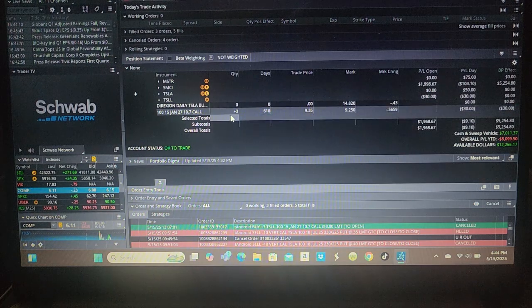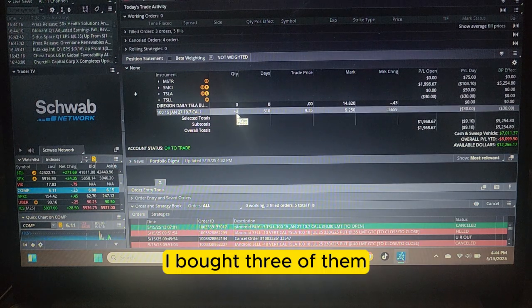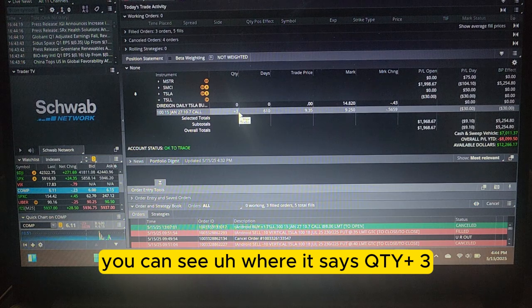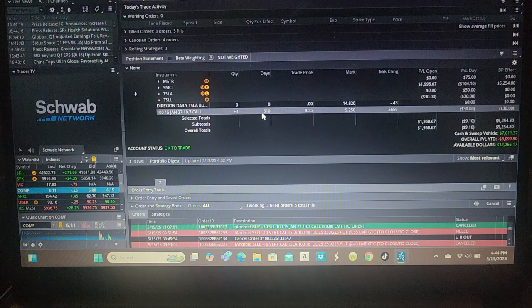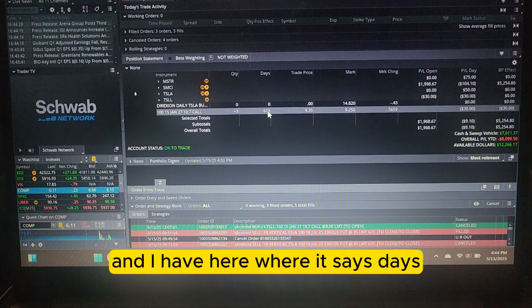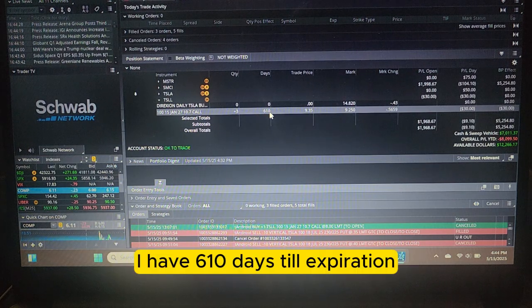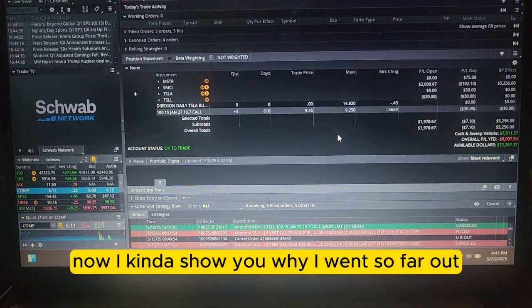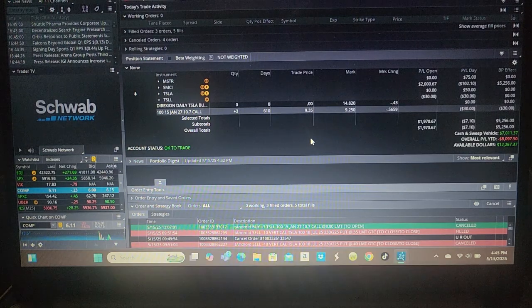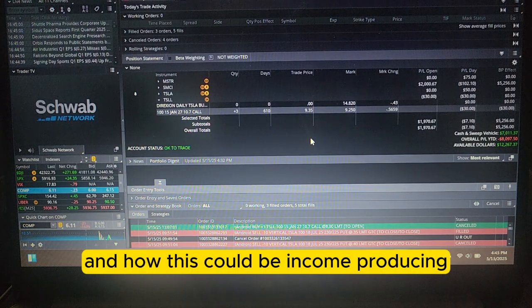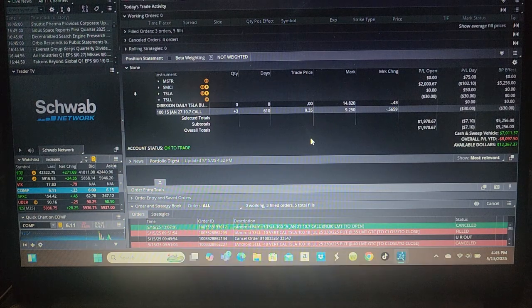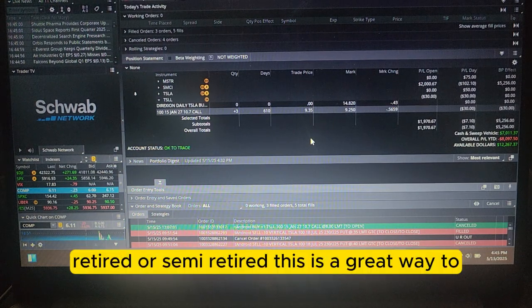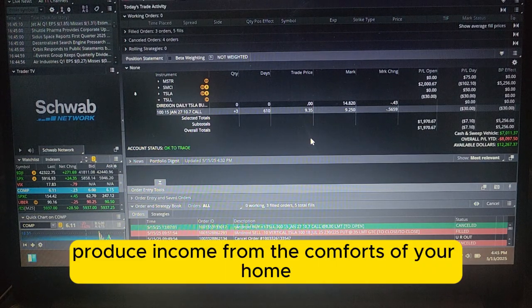Here, I bought 3 of them. You can see where it says QTY plus 3, that represents 3 contracts. And where it says days, I have 610 days till expiration. Now I'll kind of show you why I went so far out and how this could be income producing, especially for those of you that are retired or semi-retired. This is a great way to produce income from the comforts of your home.